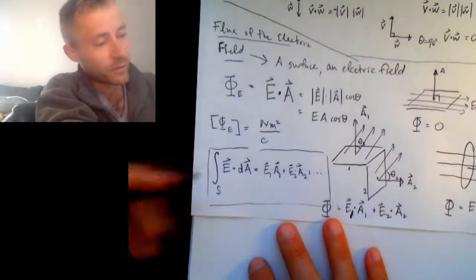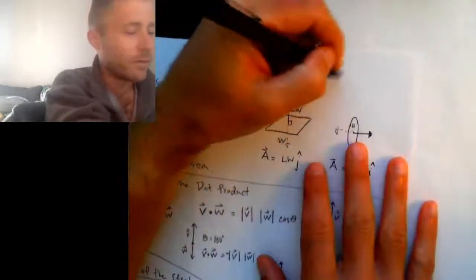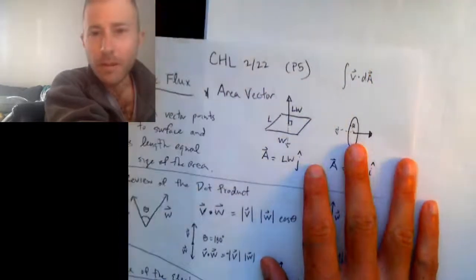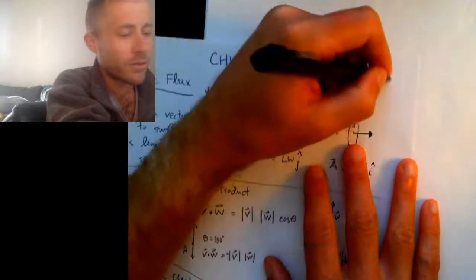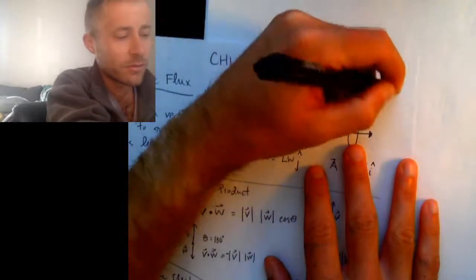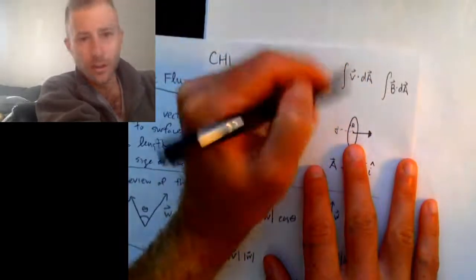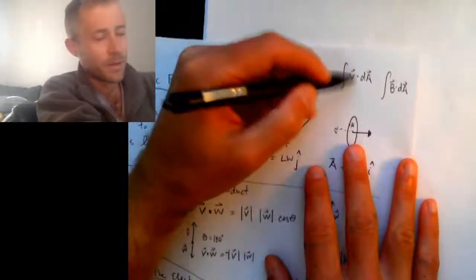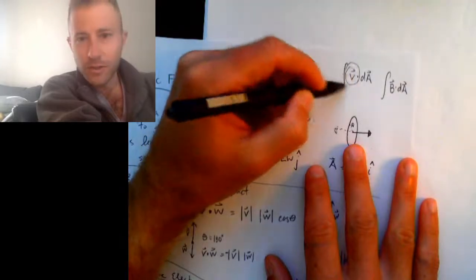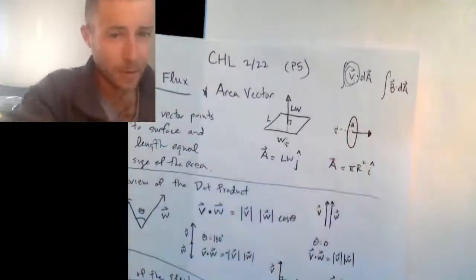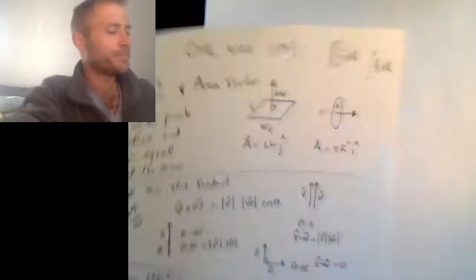So this is the flux of the electric field, but you could also have flux of velocity, flux of the magnetic field. Anytime you have whatever this vector is, it's the flux of that particular vector. All right.